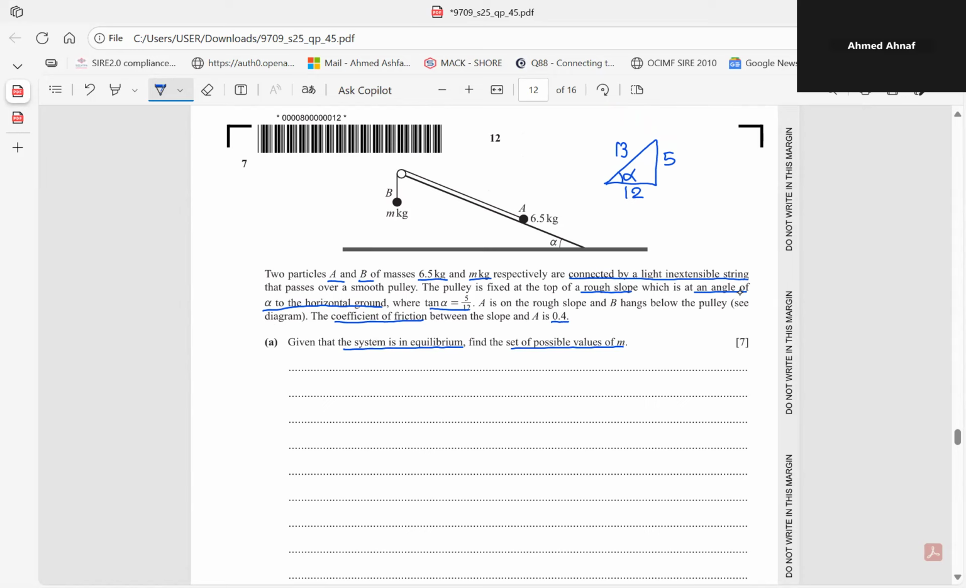For this, we are going to take this whole system as a whole and not split it up into two. So we're going to have to disregard the tension that's acting. First of all, we have the weight in here, which is just mg. And then we also have the weight acting on A, that's just 6.5g. And then we also have the normal contact force.